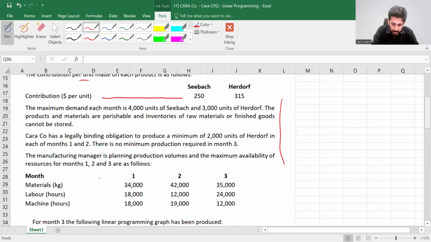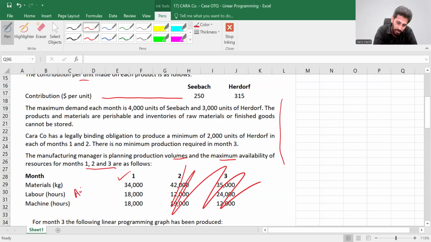This is month number 1. Forget month number 2 and 3. The manufacturing manager is planning production volumes and the maximum availability of resources for months 1, 2, and 3. These are the resources which are available. So how many units are there to meet the demand? The maximum demand is 4,000 units of Seabag and 3,000 units of Heard of.